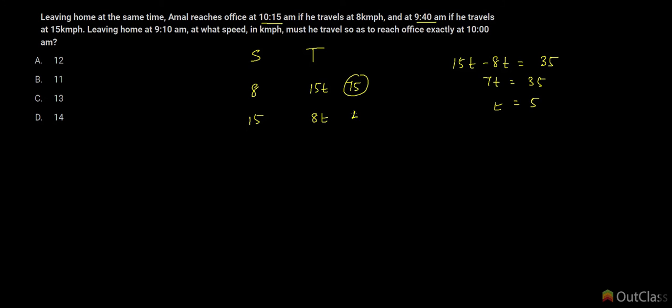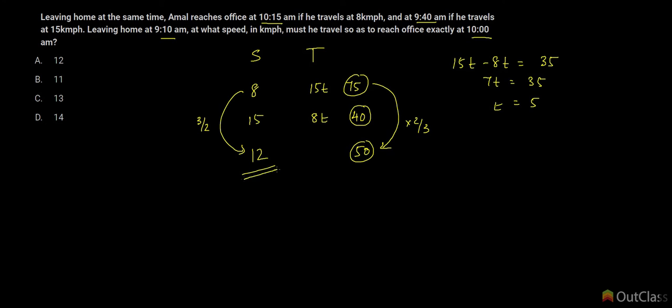Now you have a case 3 where you have to leave at 9:10 and reach at 10, which is 50 minutes. Now all you gotta do is, this 50 is 2 by 3 of 75, so the required speed should be 3 by 2 of 8. The final answer is 12.